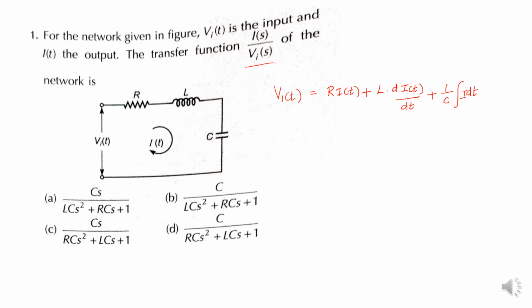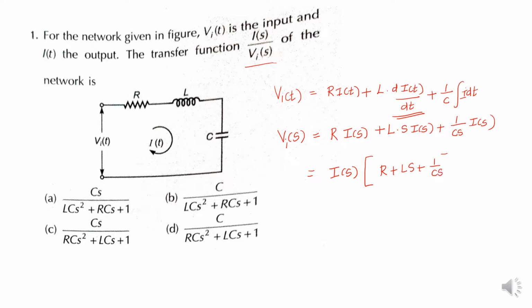Then take the Laplace transformation of this equation. So, V_i(s) equal to R into I(s). What is the differentiation? The Laplace transform, that is L into s I(s). For the integration, 1 by Cs into I(s). Then take I(s) outside. So, I(s) of R plus Ls plus 1 by Cs, that is V_i(s).